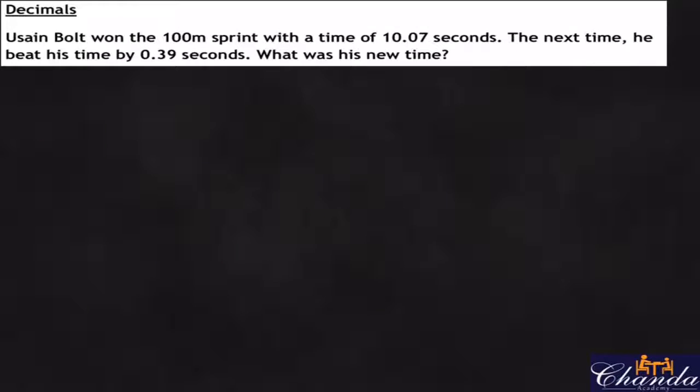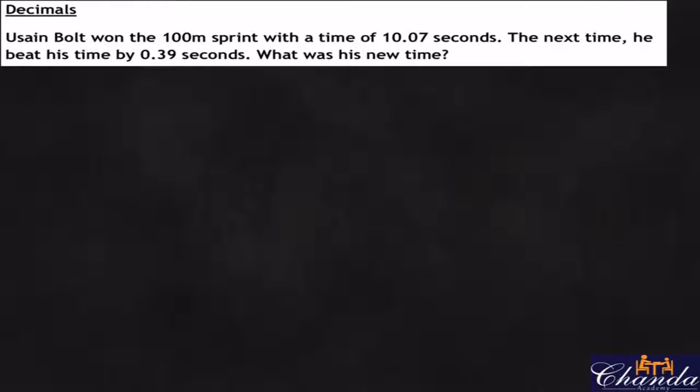Hey guys, so welcome to the decimals lecture where we're going to have a look at a number of decimal-based problem-solving questions. So let's first have a look at the very first question. It says, Usain Bolt won the 100-meter sprint with a time of 10.07 seconds. Now the next time he beat his time by 0.39 seconds. What was his new time?